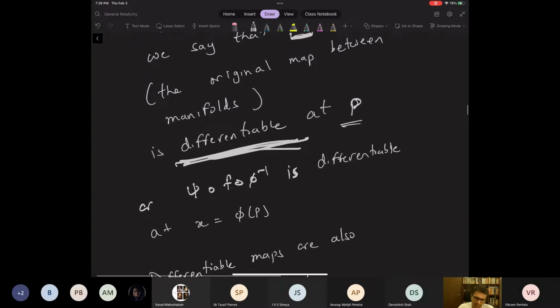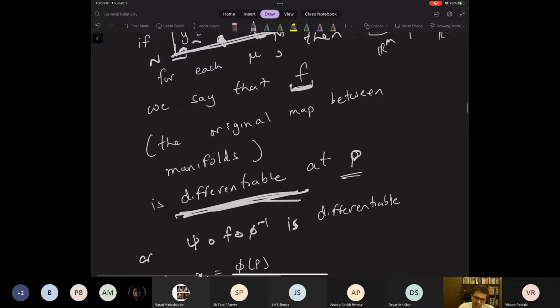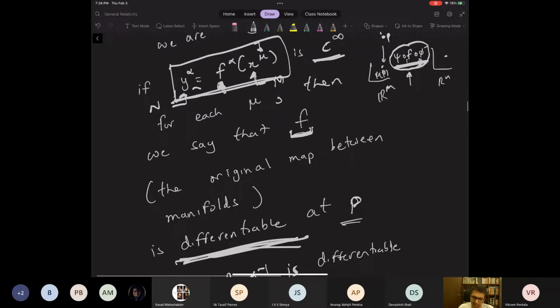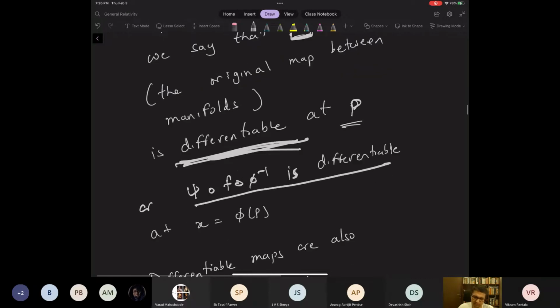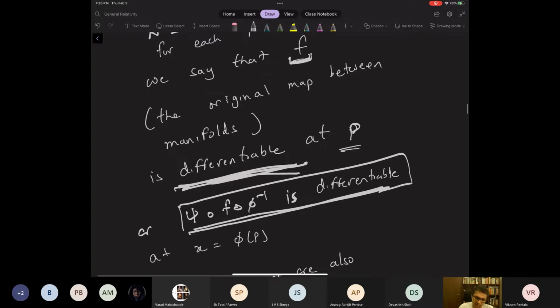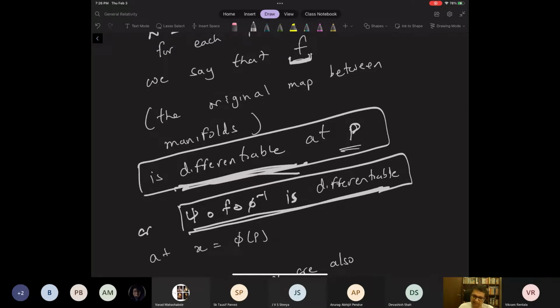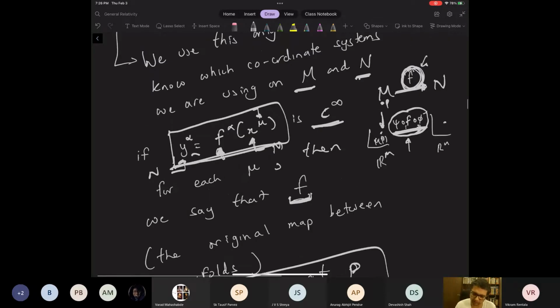Okay. So either you say that f is differentiable, or you talk about it in the coordinate representation and say psi circle f circle phi inverse is differentiable. The coordinate representation is easy to define. But the notion of differentiability on the manifolds, that is the thing that is non-trivial, because this relied on a particular coordinate choice.